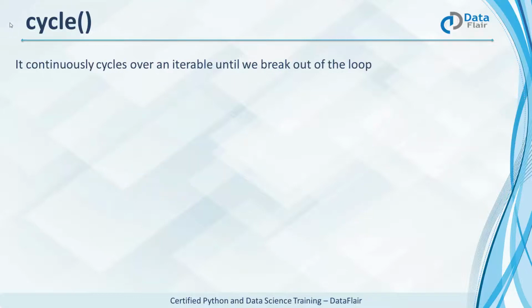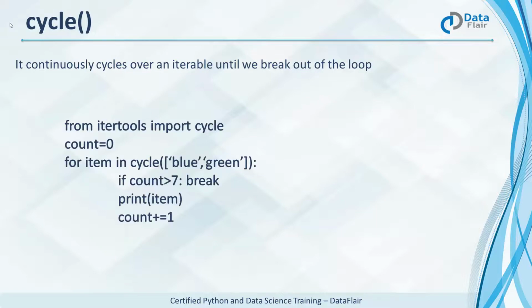The cycle function continuously cycles over the values of an iterable. We must explicitly break out of this loop. So we import cycle and set the variable count to 0. Now for each item in cycle of blue and green, we print it and increment count by 1, but break out when count becomes greater than 7. So it keeps cycling over the list to alternatively keep printing blue and green until it has printed 8 times.